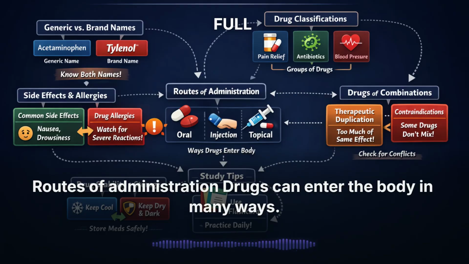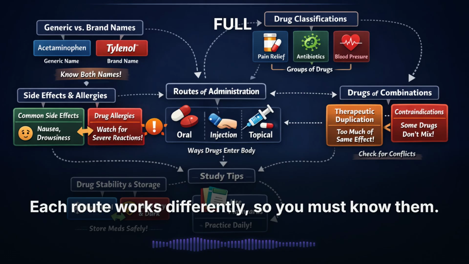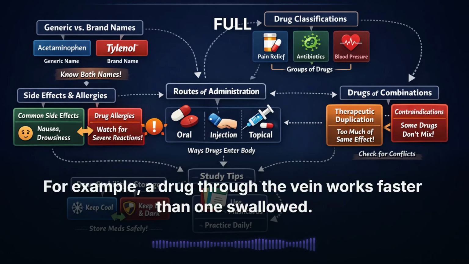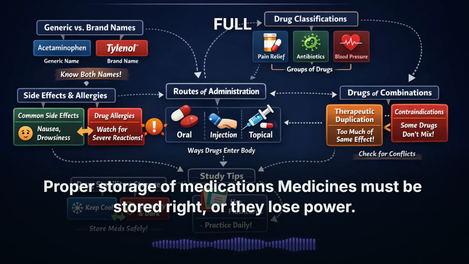Routes of administration. Drugs can enter the body in many ways. Some go by mouth, some are injected into the muscle, and some go on the skin. Each route works differently, so you must know them. For example, a drug through the vein works faster than one swallowed. This helps you choose the right method for each patient.